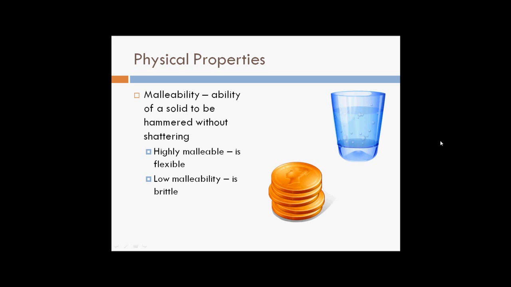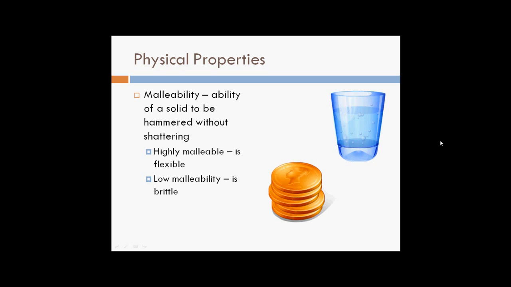Next one is malleability. This is described as the ability of a solid to be hammered without shattering. So think of that example of the clay again. If you hit clay with a hammer, what happens? The hammer goes into it and not much else. But what happens if you hit a glass with a hammer? Your glass is going to shatter. These are examples of a high malleability and low malleability.